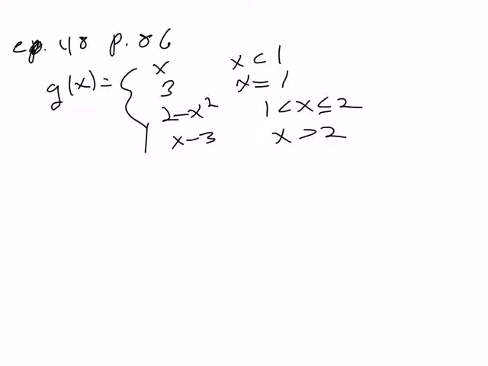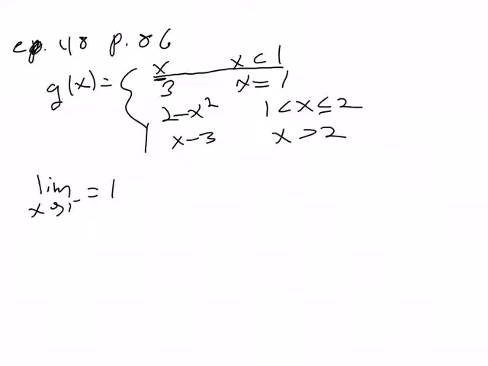So now let's start evaluating our limits. First question: the limit as x goes to 1 from the left. If we're approaching from the left, x is less than 1, so we are dealing with this equation. We're just going to plug in 1 into x, and we get 1. So for the first question, we get 1.